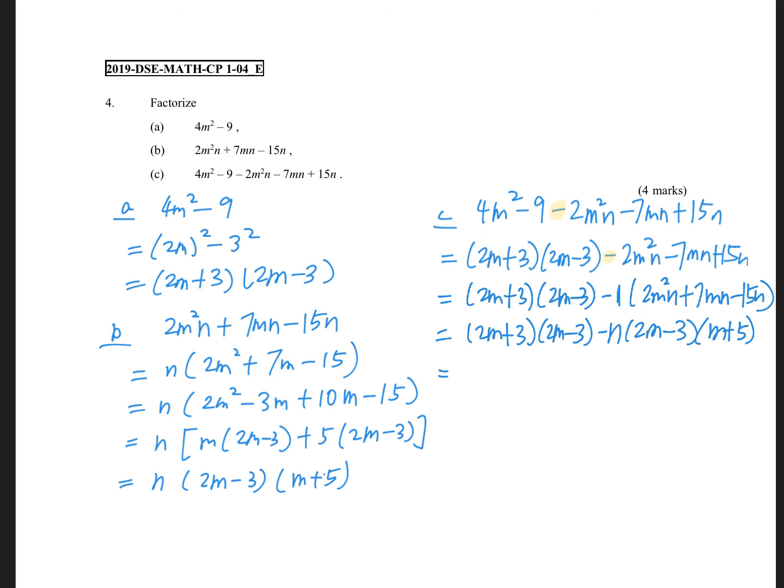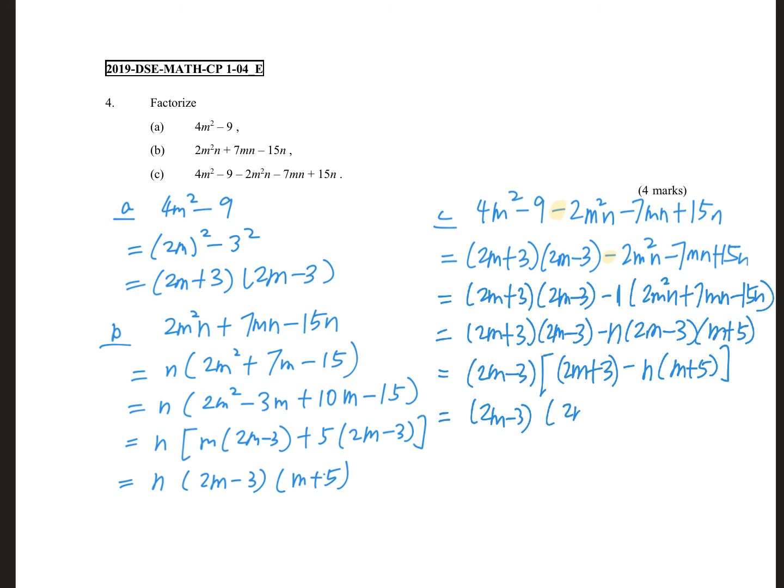And then you can see that 2m minus 3 will be the common factor. So we try to take out the common factor 2m minus 3 from the two groups of terms, and then put all the remaining terms in a square bracket. And then we try to tidy up the remaining factor in the square bracket.